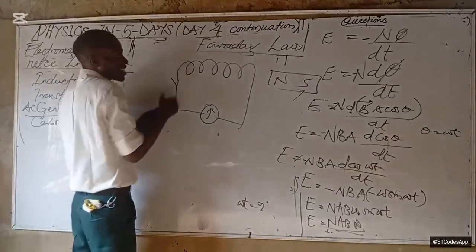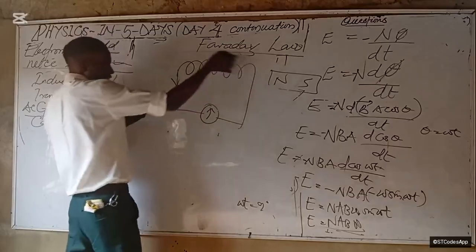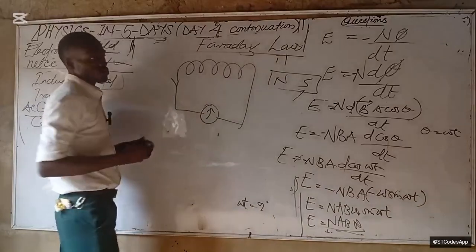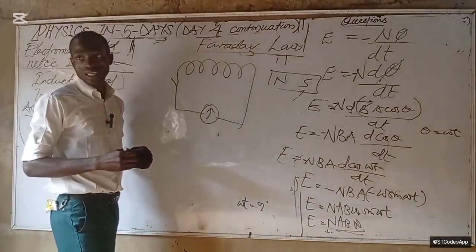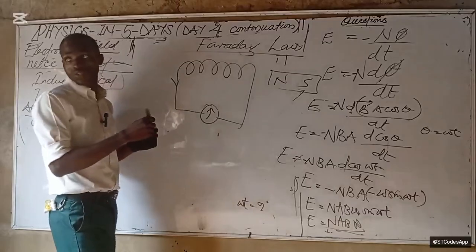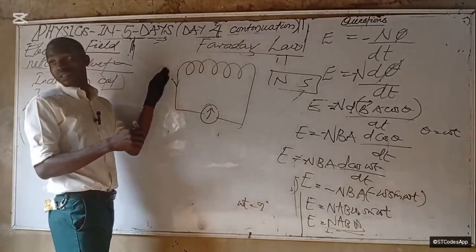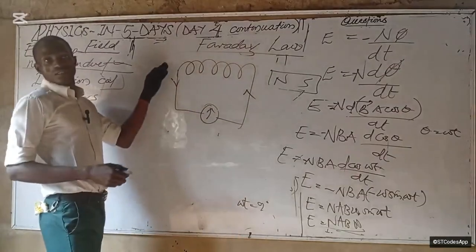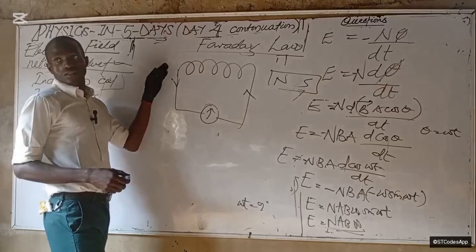If current is induced in this direction, what will be the direction of the magnetic field? If current is flowing in this direction, where will be the north and where will be the south? If current is flowing in this direction, which side will be the north? This place will be what? Where will this be?